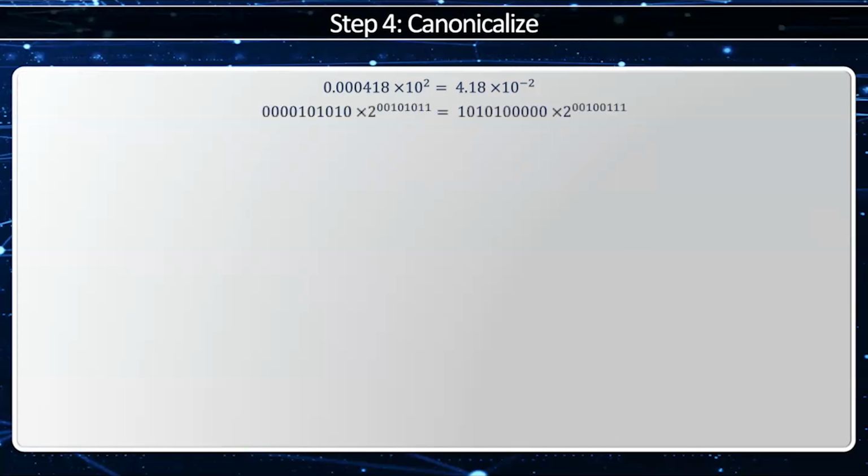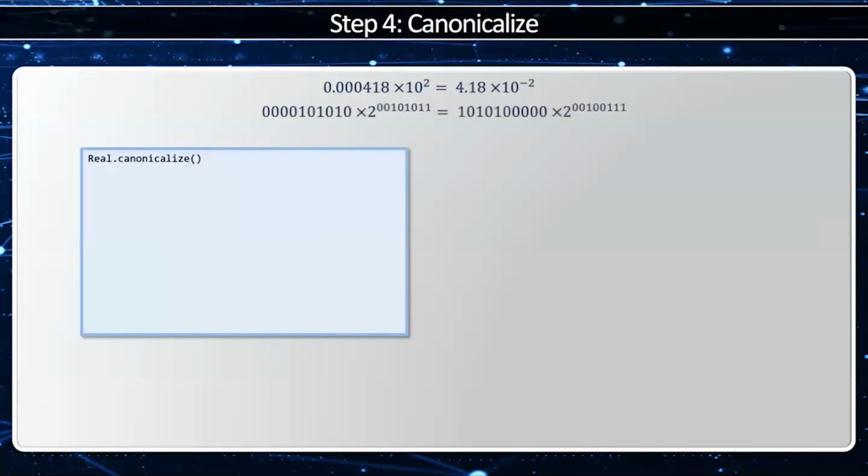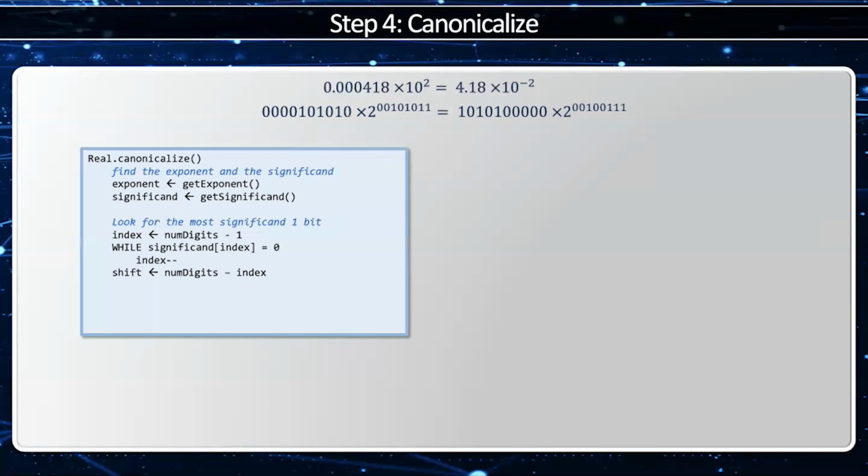And exactly the same process works with binary. As I move the decimal point over, I have to add or subtract 1 to the exponent. So how do I canonicalize? I'm going to get the exponent and the significand, and these are going to be the whole number version of the exponent and the whole number version of the significand. I'm going to find the location of the most significant one in the significand, and then I'm going to left shift the decimal point to the right location, and then adjust the exponent as well.